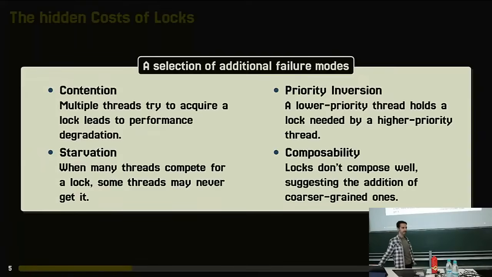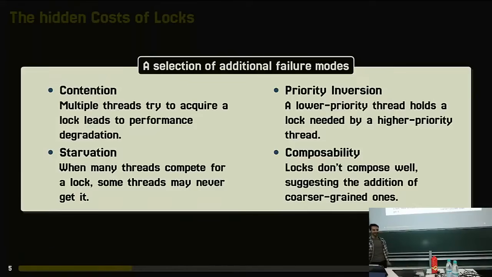Lastly, composability. Composability is when a function that does acquire a lock is, rarely a good idea to call from within a critical section. And this again leads to just more coarse-grained locks. So we are incentivized to lock a larger critical section, which in turn just makes all those problems even worse.